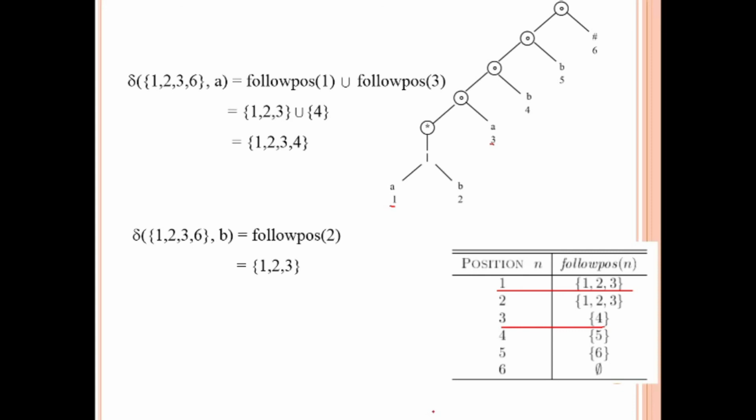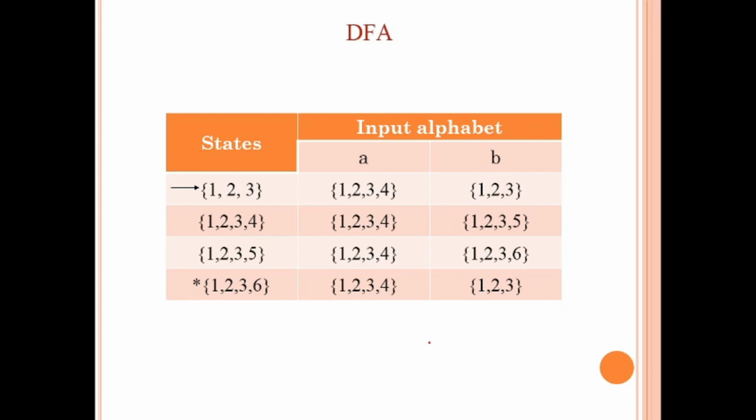Now if we combine all these transitions and we'll write into a table, it gives us something like this. Now we need to decide which state will be the initial state and which states will be the accepting states. The rule says that the first position of root node of the syntax tree will be the initial state. If you remember, the first position of the root node of the syntax tree is equal to 1 2 3, and that's why this state is the initial state.